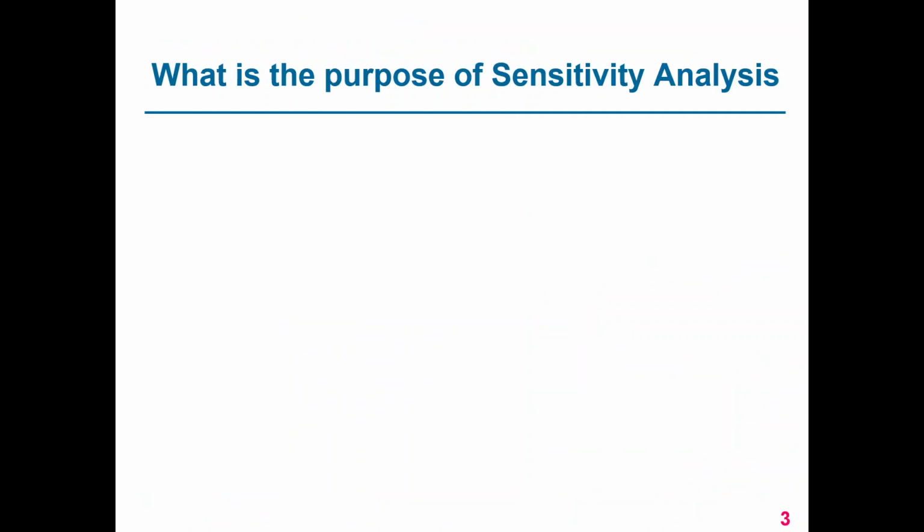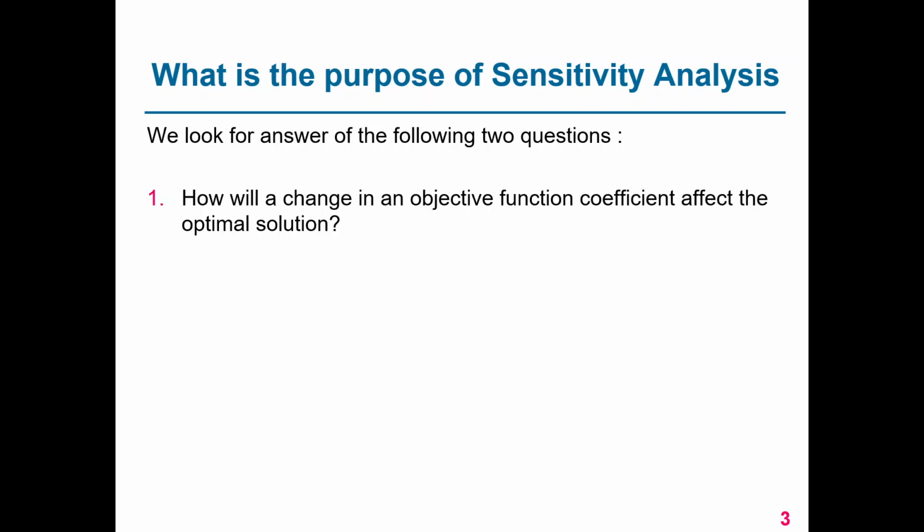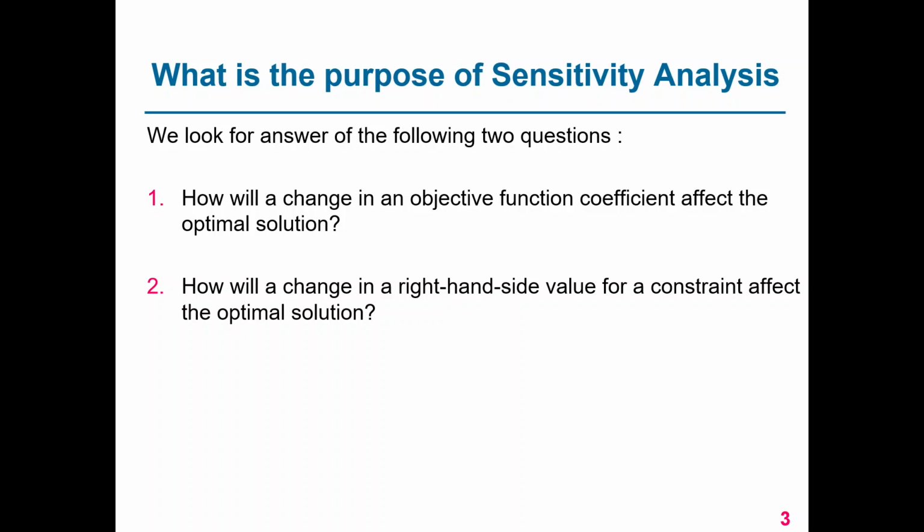In lecture 2, we discussed sensitivity analysis, and we discussed that there are two questions that need to be answered. The first question is, how will a change in the coefficient of the objective function affect the optimal solution? And the second question, which is important for sensitivity analysis, is how a change in the right hand side value of a constraint affects the optimal solution. So question number one was discussed and answered in lecture part 2.